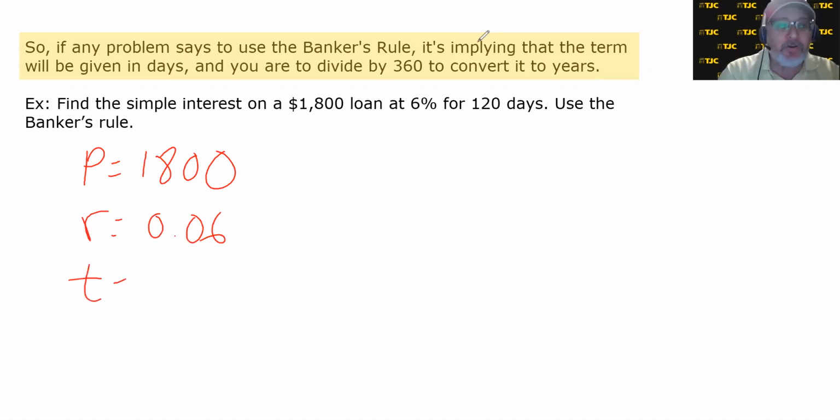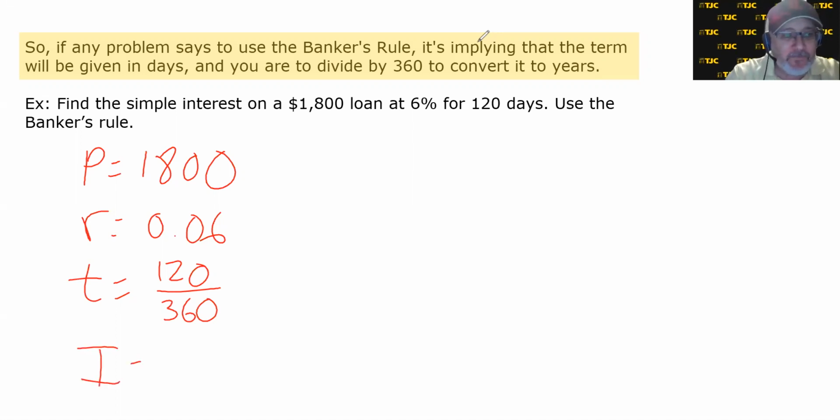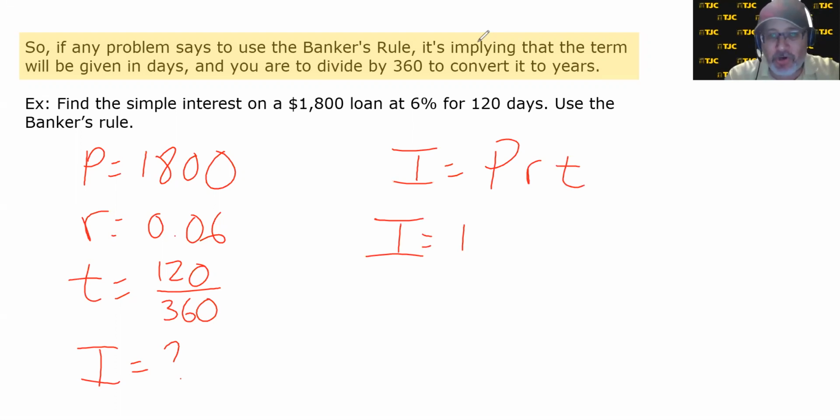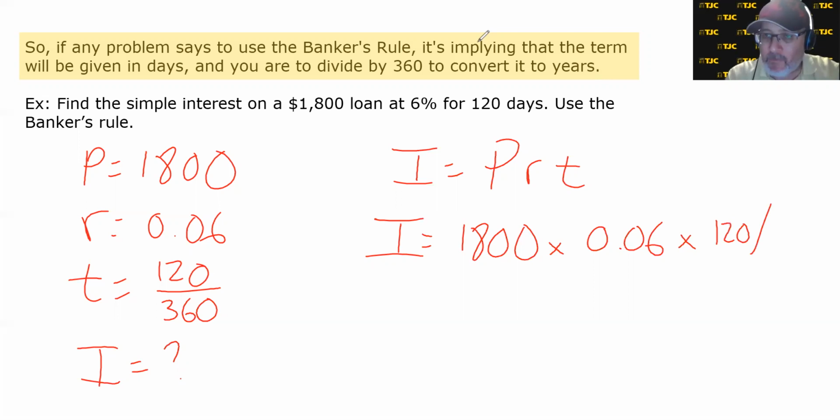Our term is 120 days, but remember, the term has to be in years in the simple interest formula. The Banker's Rule says if you have days to convert to years, divide by 360. Now, this will reduce all the way down to 1/3, but we'll leave it like that because we're going to get out a calculator anyway. Our formula ties all this together nicely. Interest is principal times rate times time. So our interest is going to be 1,800 times 0.06 times 120 over 360.